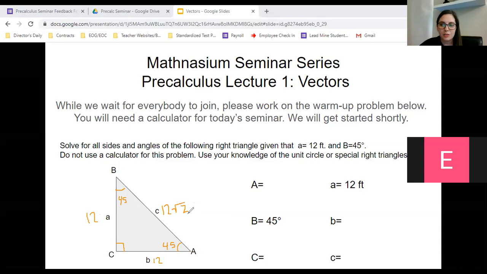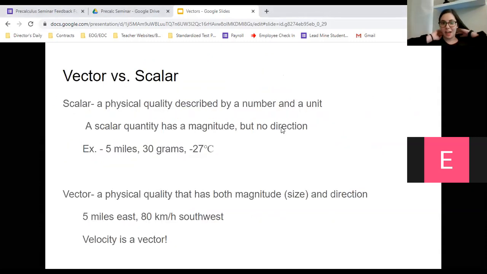If you didn't use special right triangles, you can use sine and cosine using the unit circle, or you can also use properties of isosceles triangles. If this angle's 45 and this angle's 45, it's not a straight line, we know that these two sides have to be the same. And then from there, we can do the Pythagorean theorem. So lots of different ways we can solve this problem, all right? Now we're going to go ahead and get started on our vector seminar.